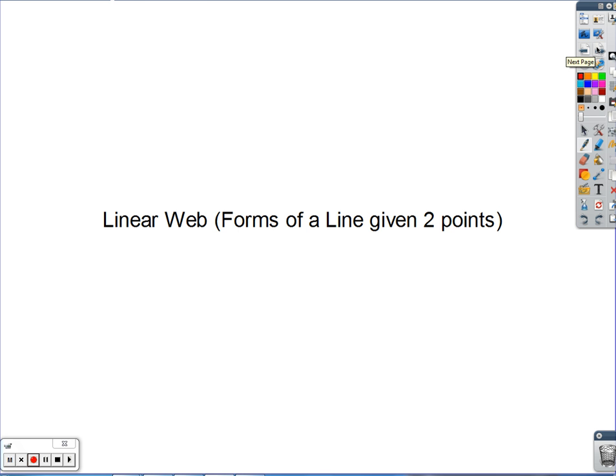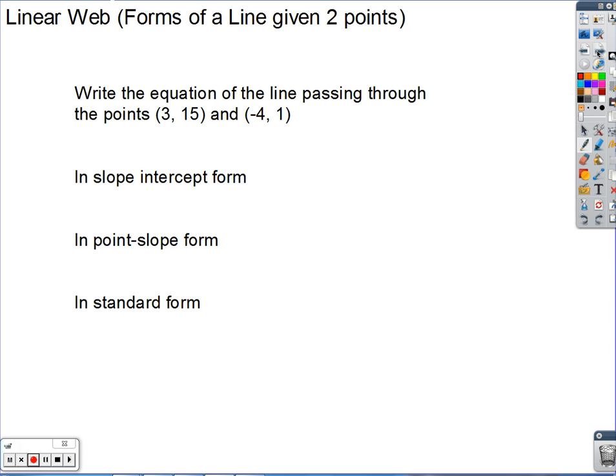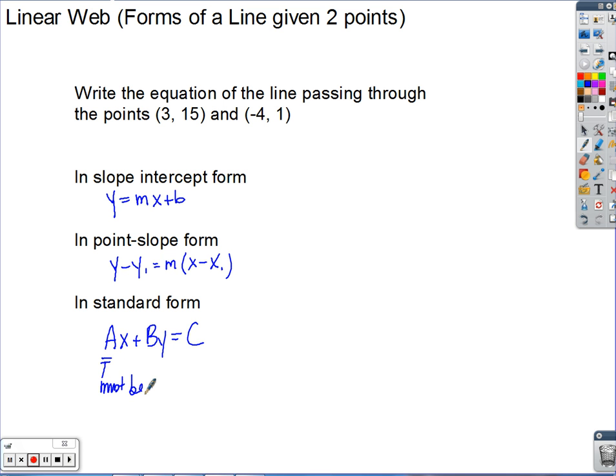Linear word problem, forms of a line given 2 points. So here we go. We have 3, 15 and negative 4, 1, and it's linear. Keep in mind some of these forms of lines. This is prior knowledge, so it hasn't been covered too much in the book, but mx plus b is slope-intercept. Point slope form is y minus y1 equals m times x minus x1. And then standard form actually is ax plus by equals c, and a must be a positive integer.